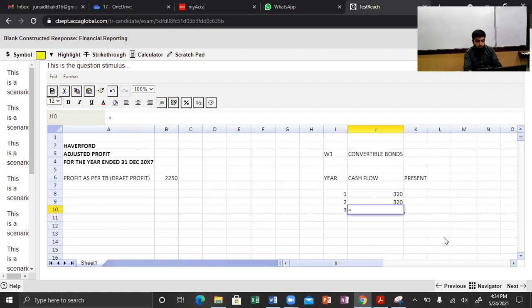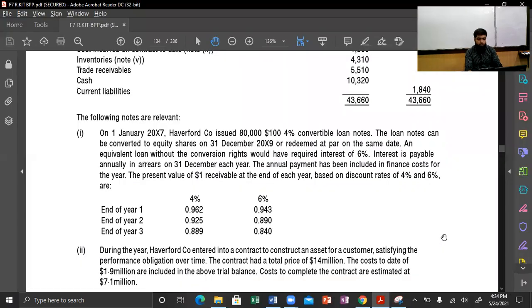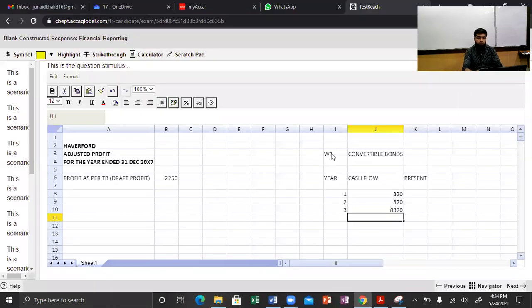So what is going to be the redeemable value? This would be 8,000 plus 320, as the redeemable value would be the par value. It is already mentioned in the question: redeemed at par on the same date. It means on the last year the company will pay off the 8,320 amount to the investor.